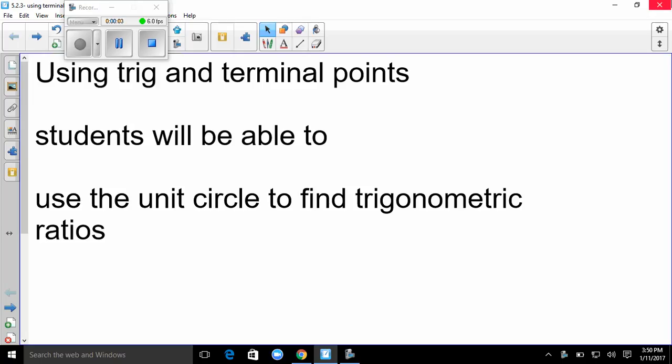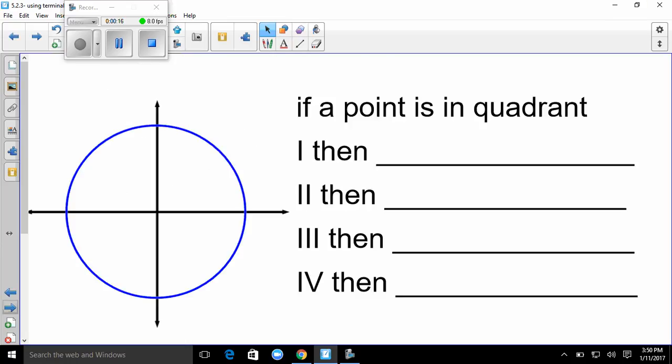All right. So, using these terminal points, this one's going to be fun and a little more difficult, but not too bad. You just got to remember your sine, cosine, tangent ratios with your SOHCAHTOA. All right. So, just a little review so that you remember positives and negatives.